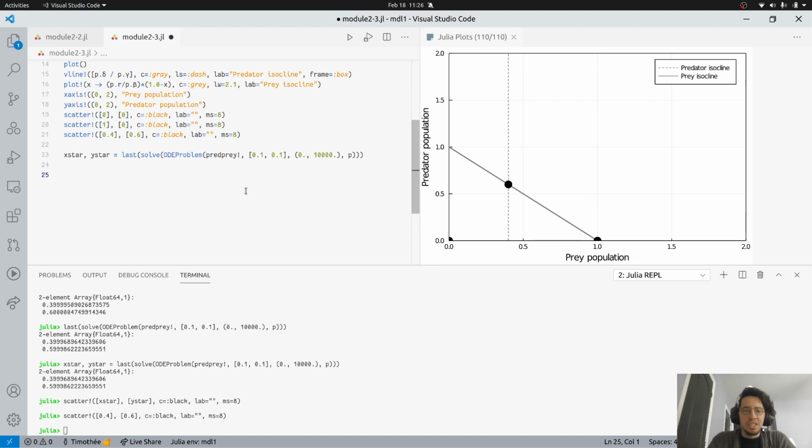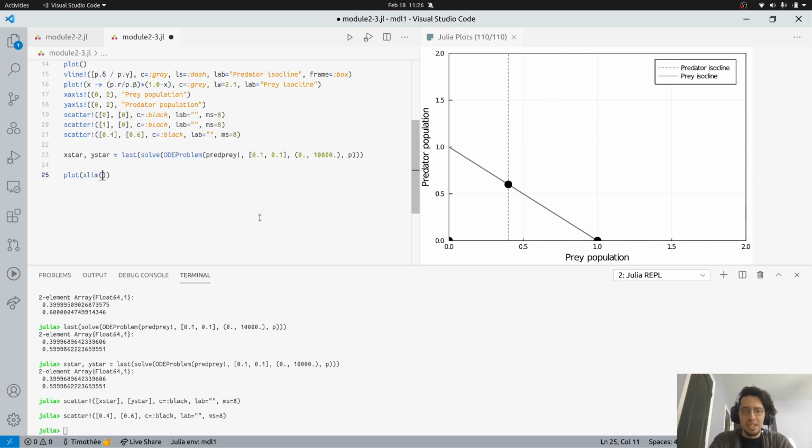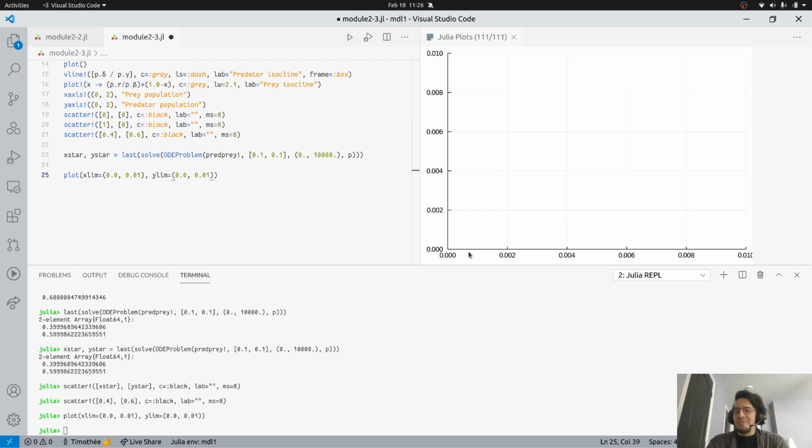So let's say we are going to zoom in on the first equilibrium. What if there is no prey and no predator and the system is empty? So we're going to do that and set xlim equals 0.01 and ylim equals 0.01. So this is a very small space that we're looking at, right?